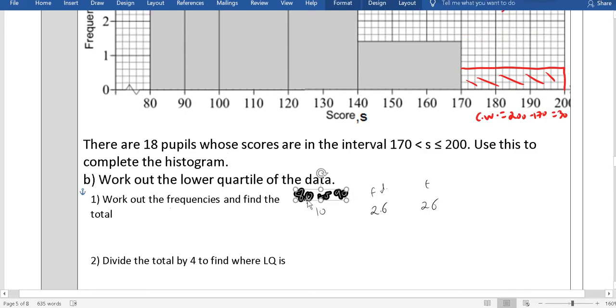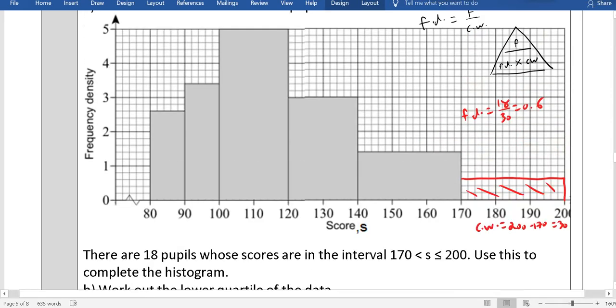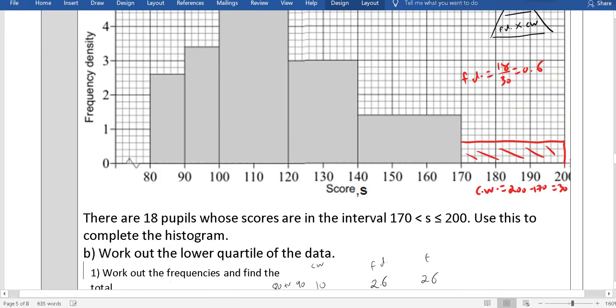I'll just make a little change here. So class width 80 to 90, bit neater. So then 90 to 100. Class width is 10. Frequency density is 3.4. So the frequency is 34. I'm just multiplying the two.